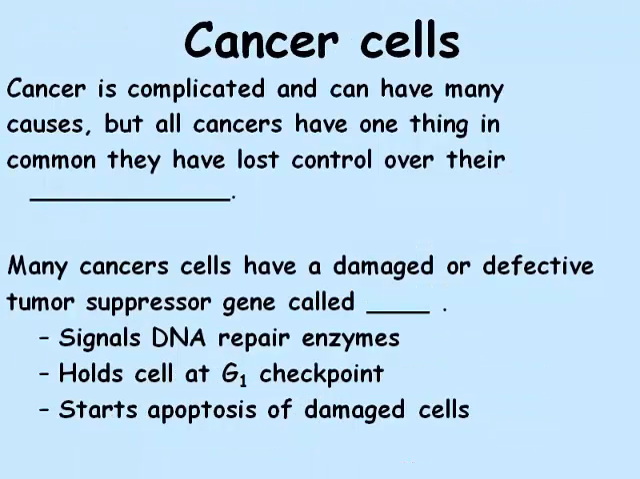So cancer is complicated and can have many causes, but all cancers have one thing in common: they have lost control over their cell cycle. Many cancer cells have a damaged or defective tumor suppressor gene called p53. And p53 basically signals DNA repair enzymes, holds the cell at the G1 checkpoint, and starts apoptosis of damaged cells. So apoptosis just means cell suicide. So if the cell finds something wrong within it, it'll basically destroy itself to save all of the other cells.